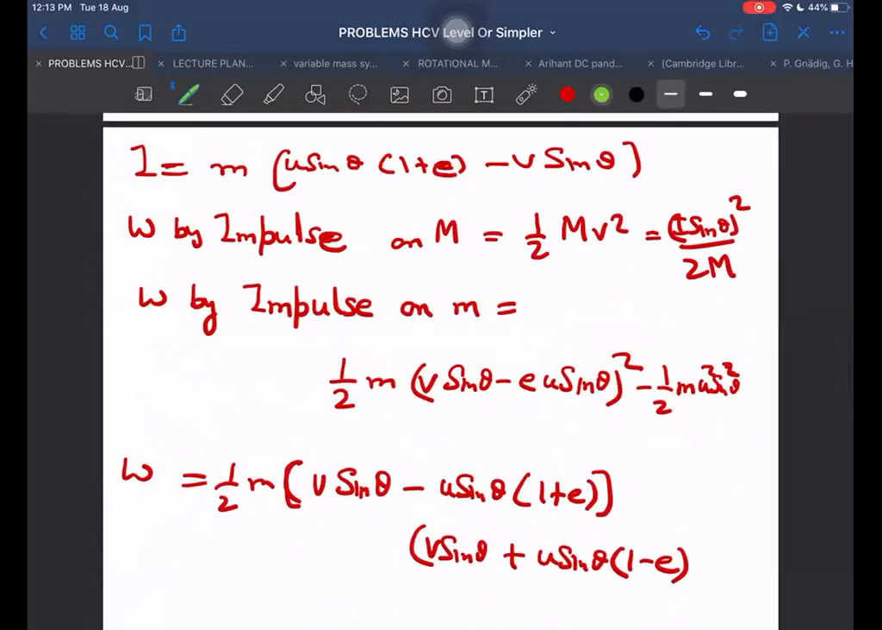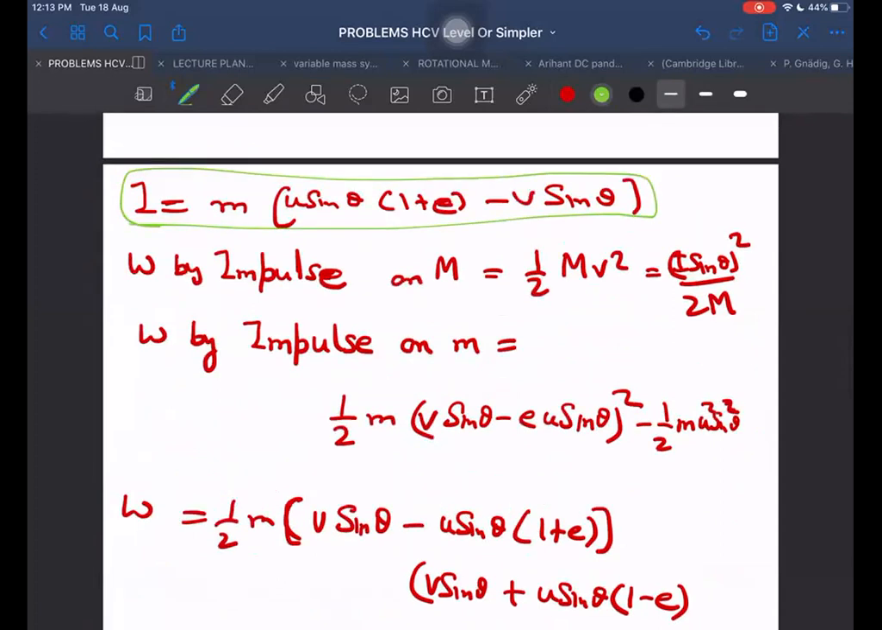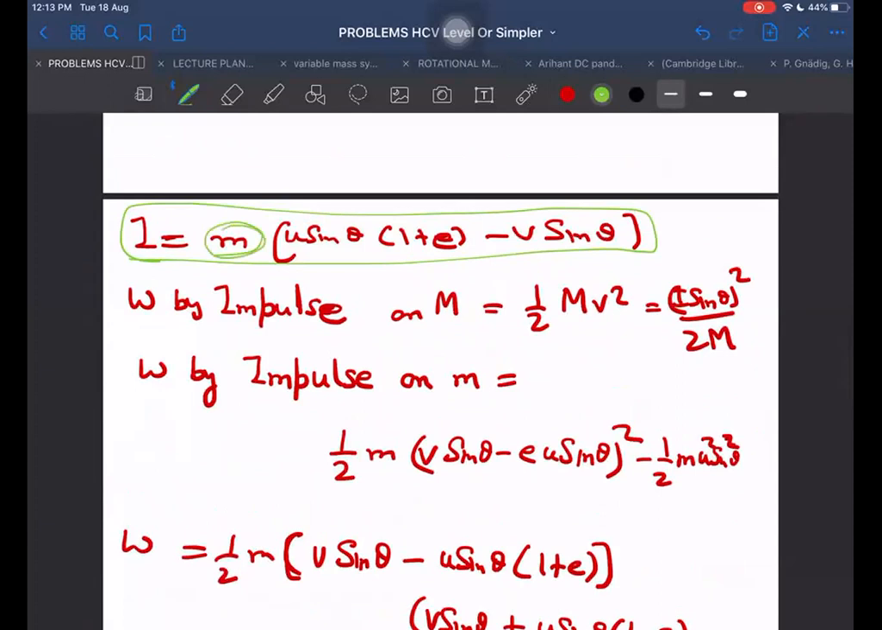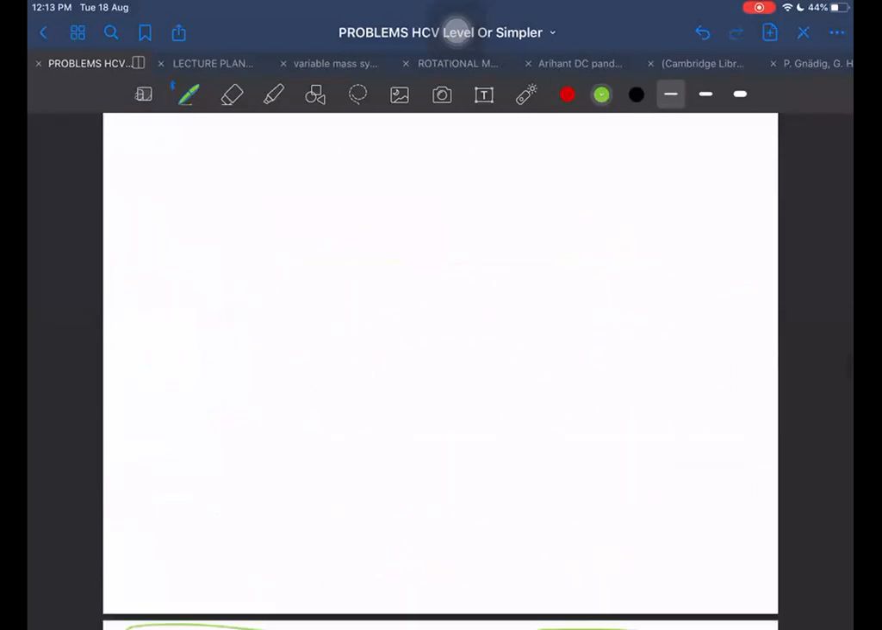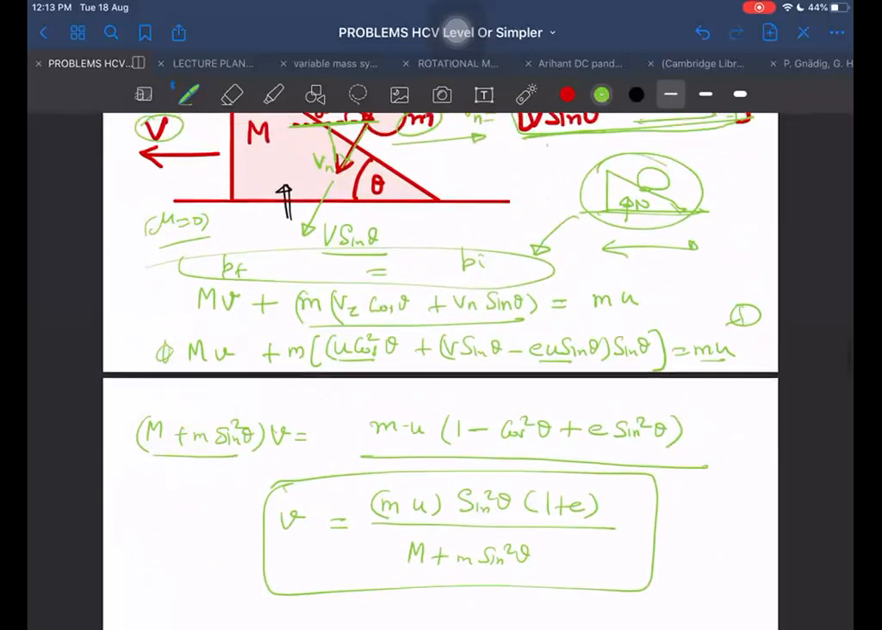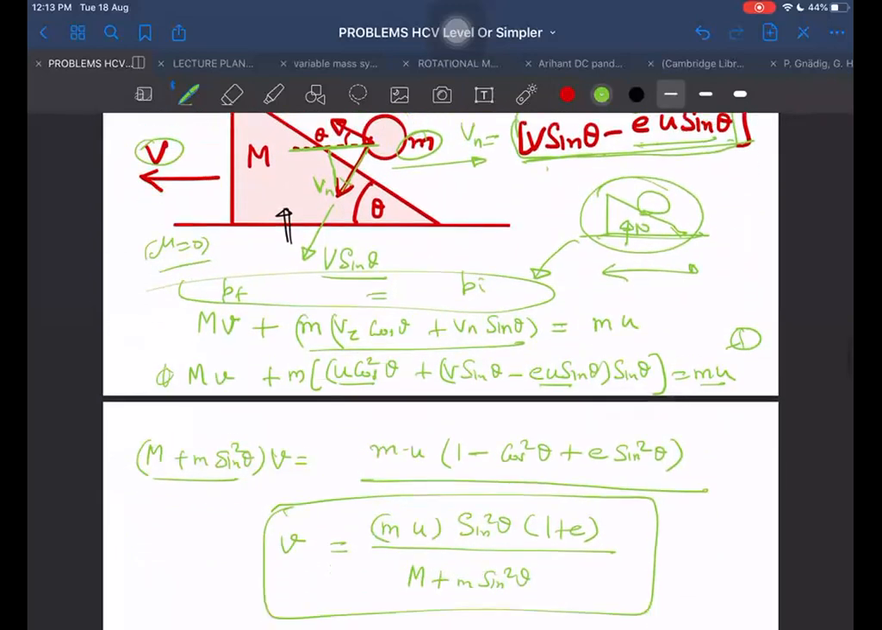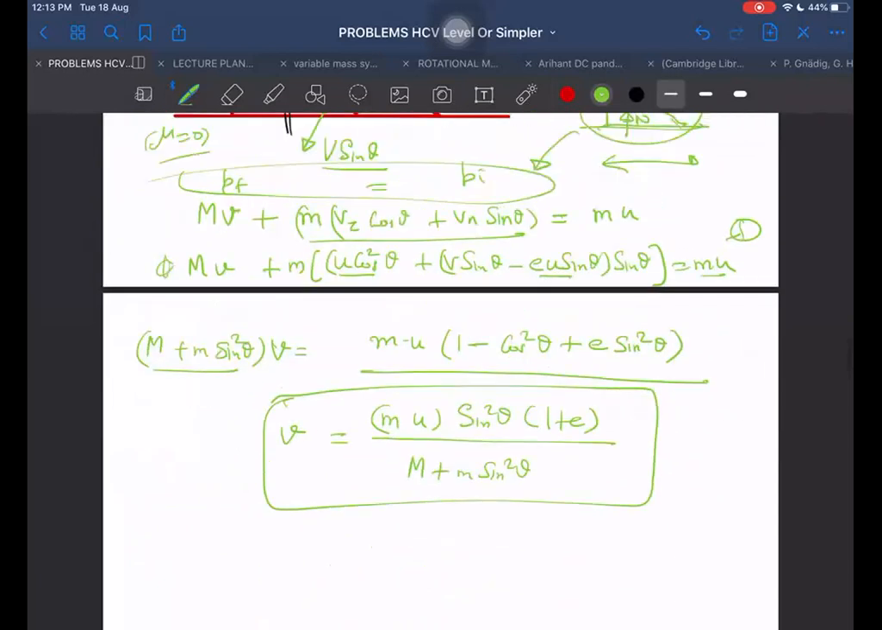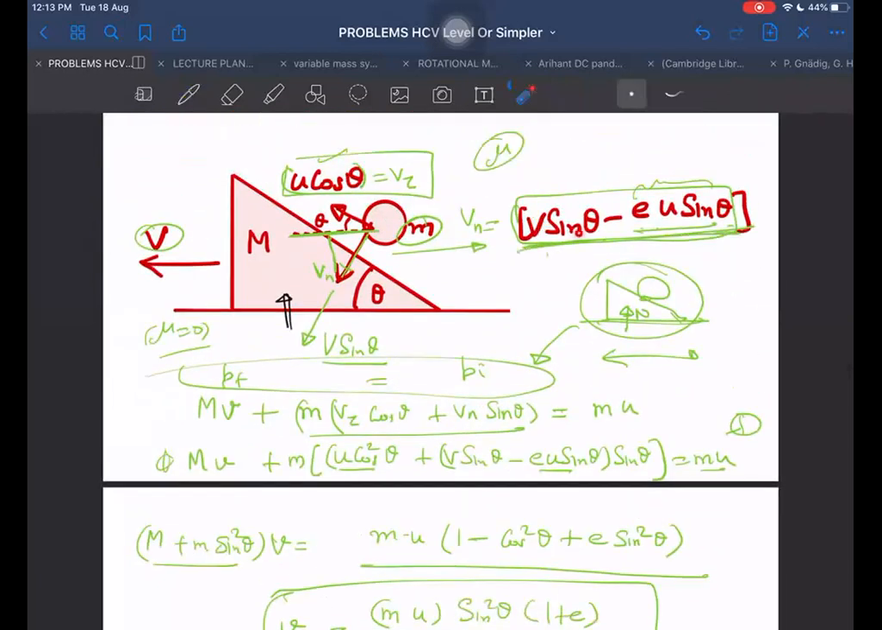If somebody asks you to find the impulse, can you find it? Impulse will be equal to the change in momentum. We can find the change in momentum of small m along the normal. What velocity does small m have along the normal? The final velocity is given here: v sin theta minus e into u sin theta.